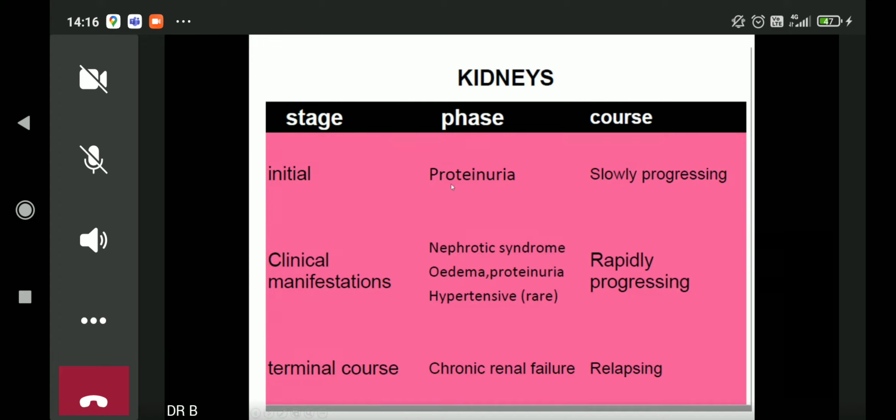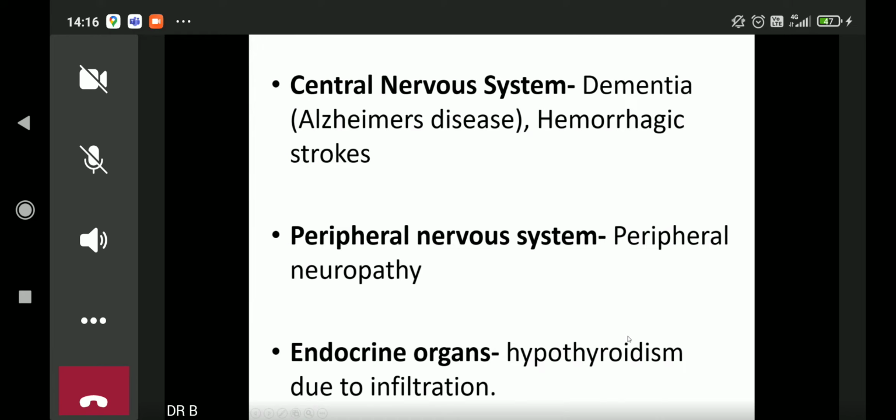So this is just a diagram showing the stages of kidney involvement. In initial stages, the patient might just present with proteinuria. The course of the disease will be slowly progressing. As it goes on, he may present with nephrotic syndrome, edema, hypertension, and finally chronic renal failure ensues.